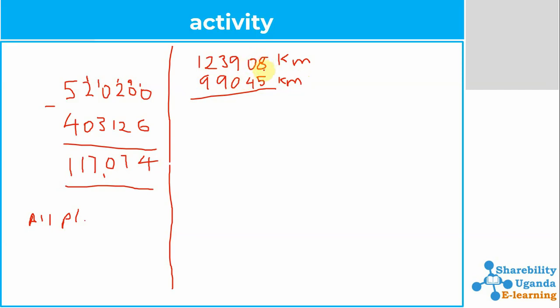So we subtract: 8 minus 5, we get 3. Then 0 minus 4 is impossible, we borrow 1. So when you borrow 1 here, the 9 remains 8, and this becomes 10. 10 minus 4, our answer will be 6. Then 8 minus 0, we remain with 8. Also here, 9 minus 9 is 0, and 3 minus 9 is impossible, we borrow 1. So here the remainder is 1. Okay, 13 minus 9, our answer shall be equal to 4. Then 1 minus 9 is impossible, we borrow 1, it becomes 11. 11 minus 9, our answer is 2.